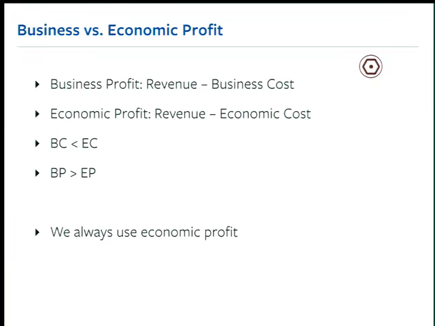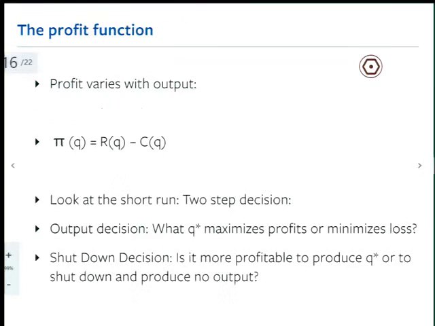So economic profits is what we're talking about. This also means, since business costs are sometimes equal to, but usually less than economic costs, that business profits are usually higher than economic profits, all right? So we always use economic profit. We're paying for the full opportunity cost of all resources used. Now we're of course going to have a profit function.